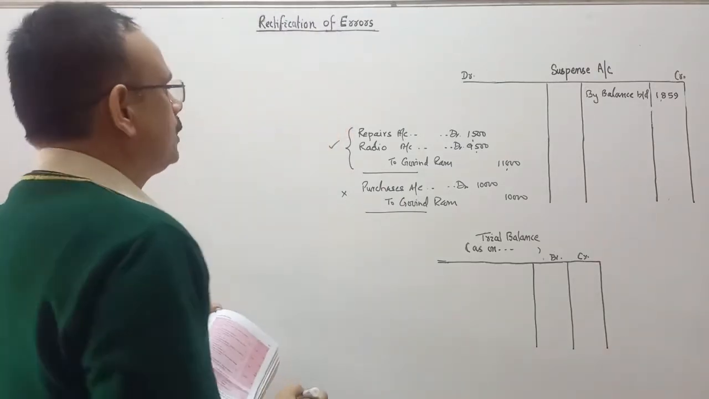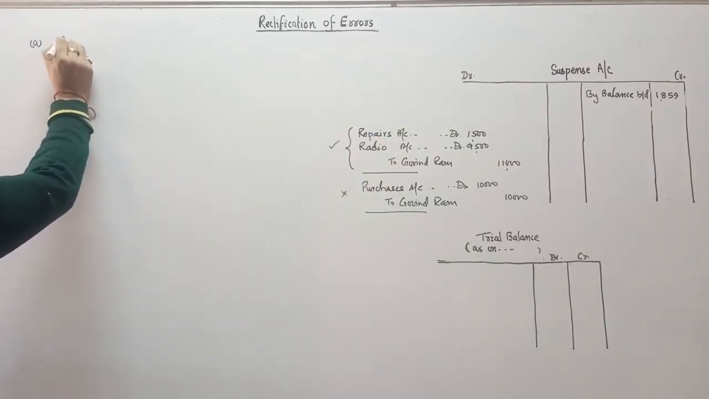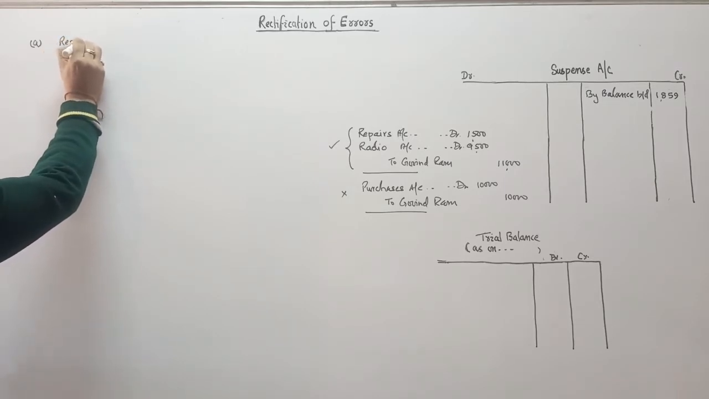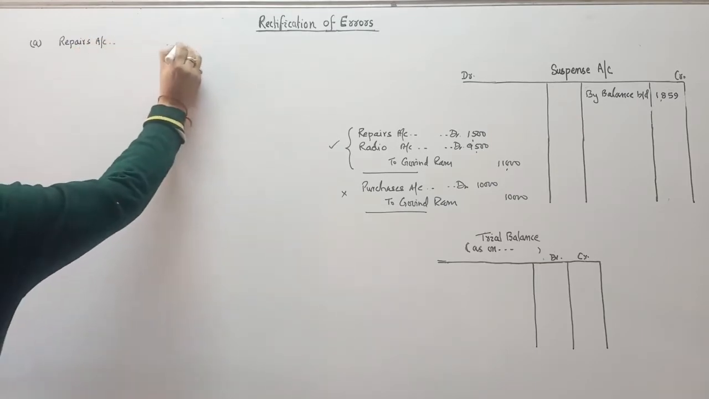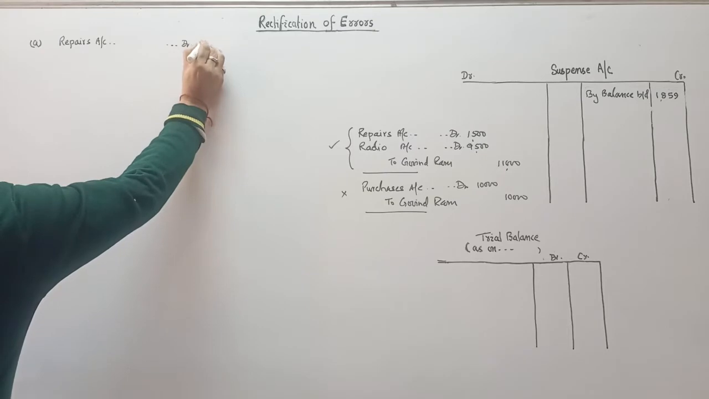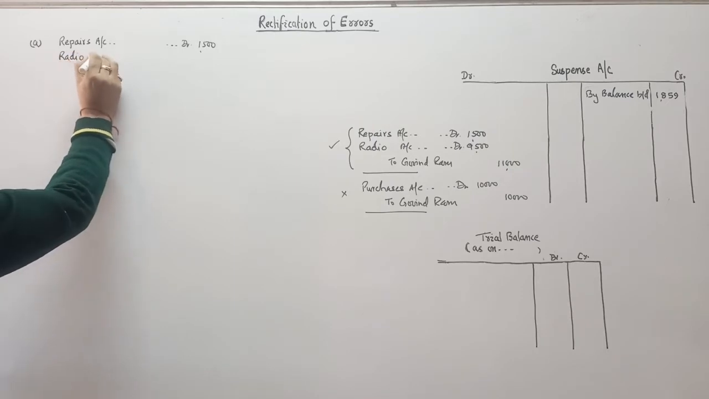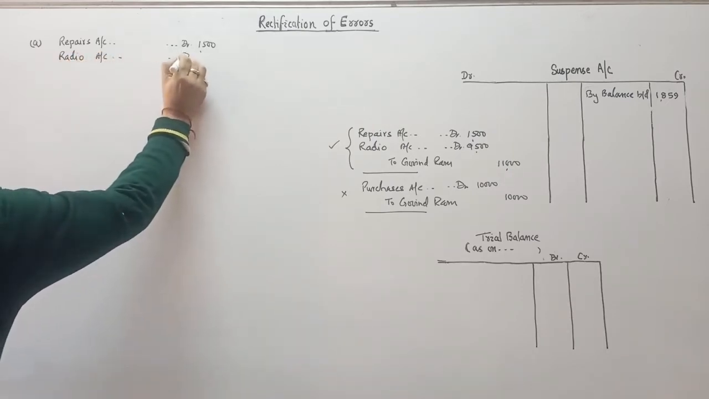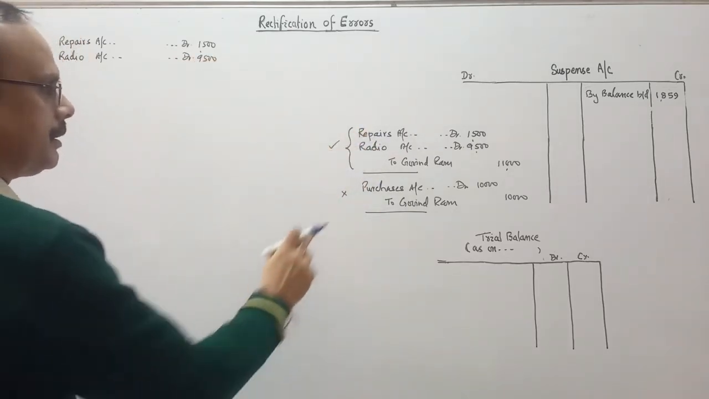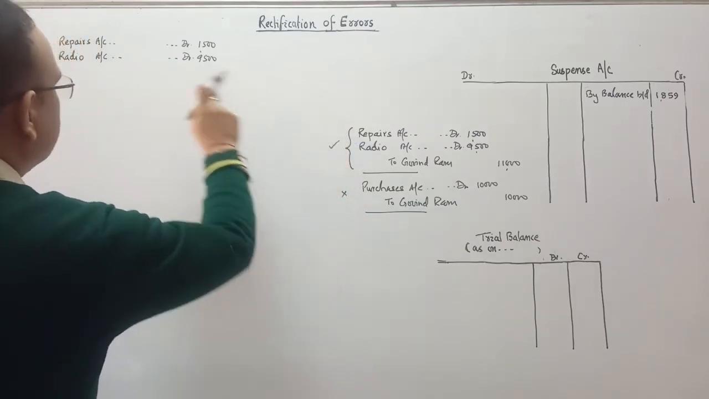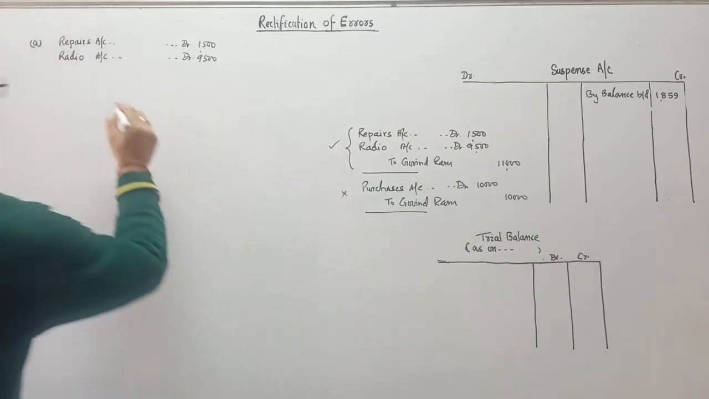Right entry should be at the right place. So at the time of rectification, we will debit the repairs account, repairs account debit 1500. Next is radio account debit, which was not done by the accountant. Right entry should be at the right place. So these two entries, which were not passed, will be at the right positions. Purchase, which is debited wrongly, will be cancelled.